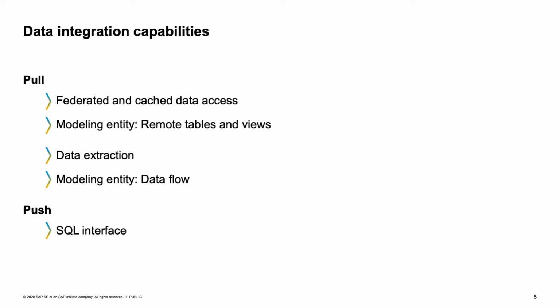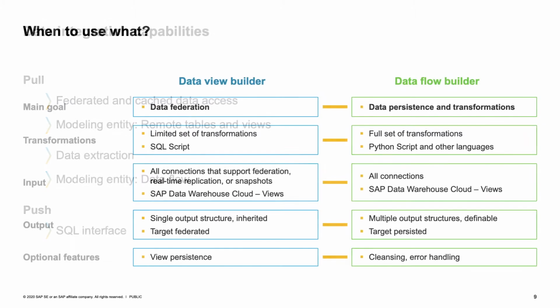In Data Warehouse Cloud, there are different modeling entities or technologies for these different ways of working with the data. So if you wanted to work with your data in a virtual or cached or replicated data access way, that is available to you via the remote tables and view modeling in Data Warehouse Cloud. If you wanted to build up your ETL processes, like we'll see during this presentation, you would go with the data flow itself.